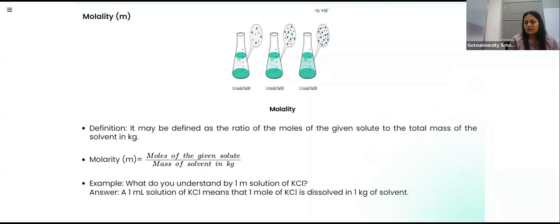So this is the last method to express the concentration of solution, that is molality. It is expressed as small m. Here the definition of molality is moles of solute by mass of solvent in kilogram, right? You can understand this by an example given here. If I ask you what do you understand by 1 molal solution? That means that 1 mole of potassium chloride is present in 1 kilogram of solvent, right?